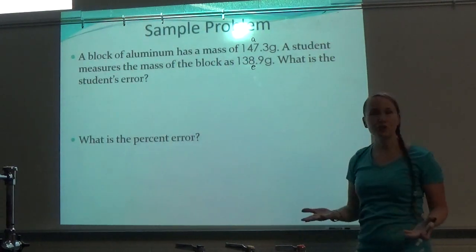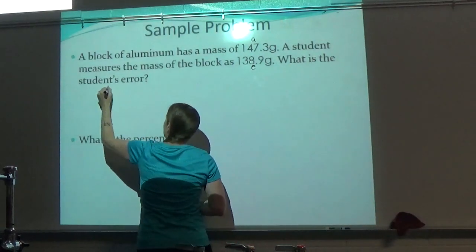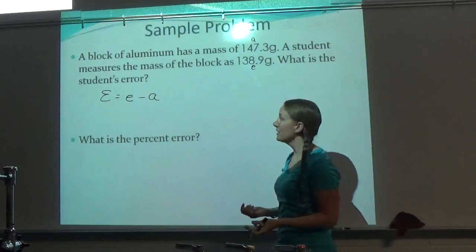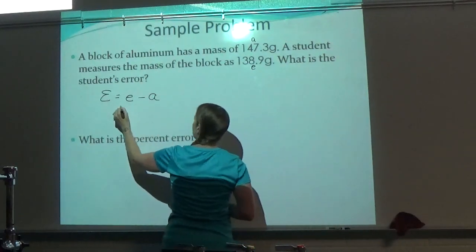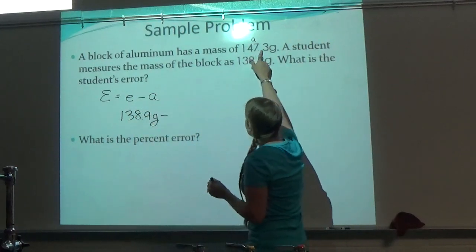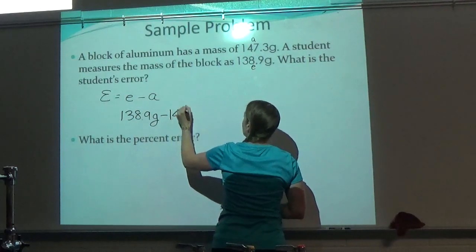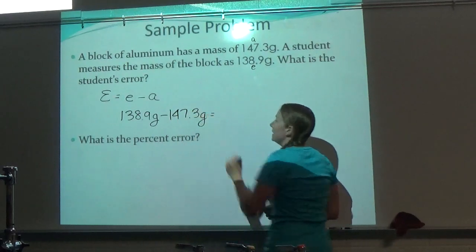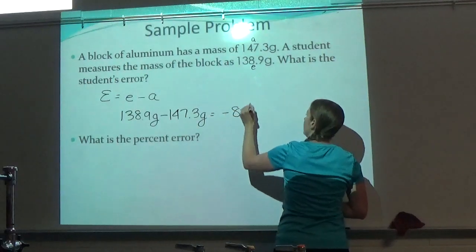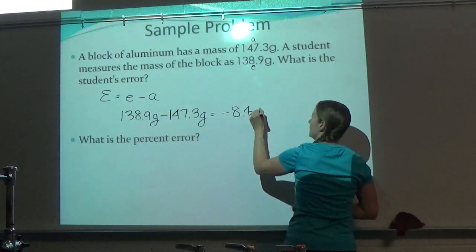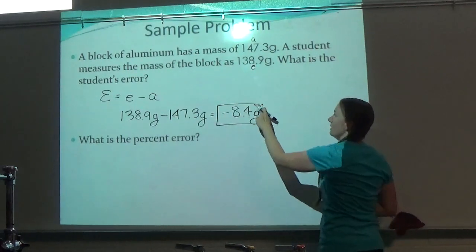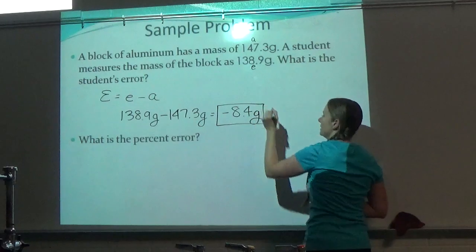It says, what is the student's error? So error is experimental minus your actual or accepted, so I just plug in. My experimental is 138.9 grams. My accepted or actual is 147.3 grams. Once I subtract, I get negative 8.4, and my unit is grams, because grams minus grams gives me grams. Is it okay that that's negative? It sure is, because it's just error.